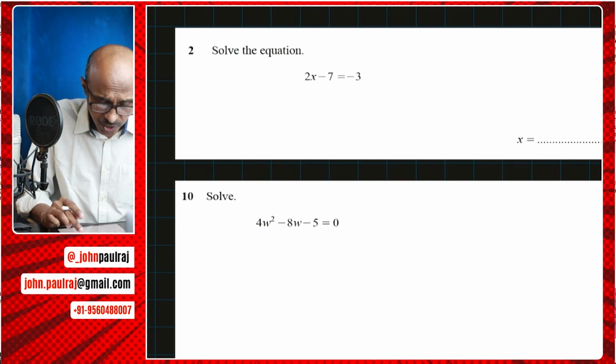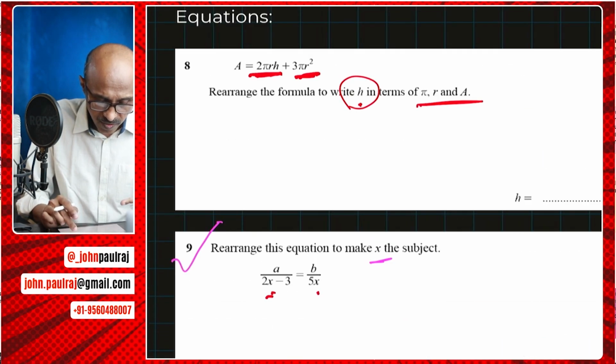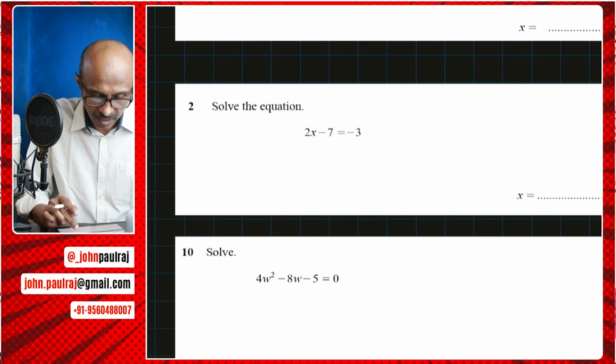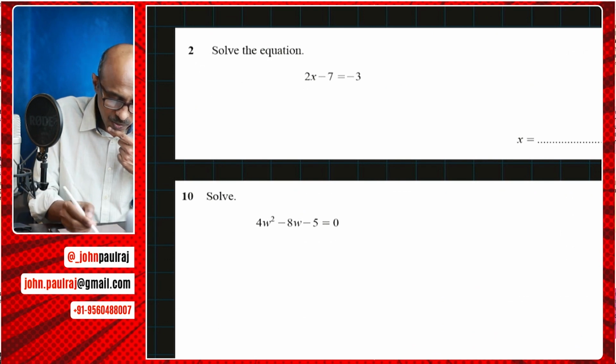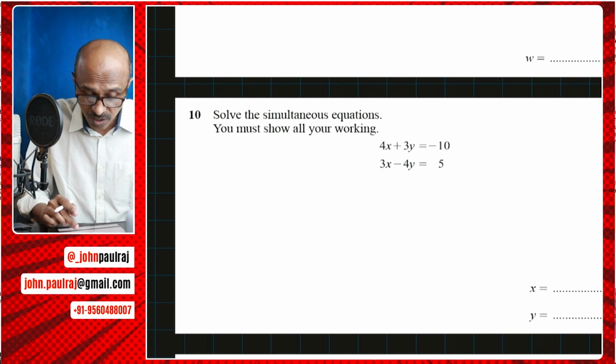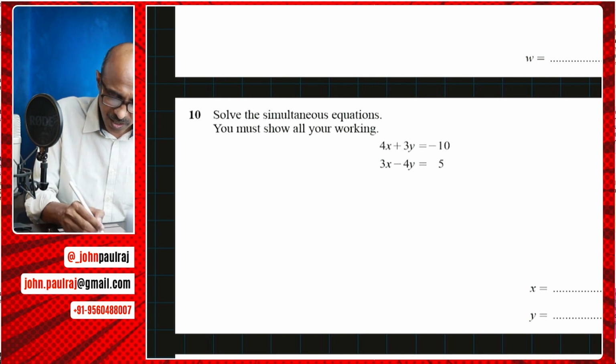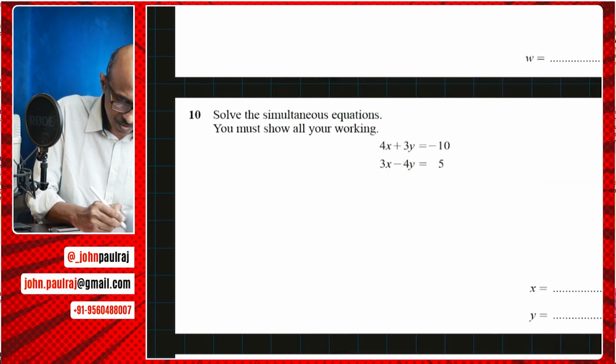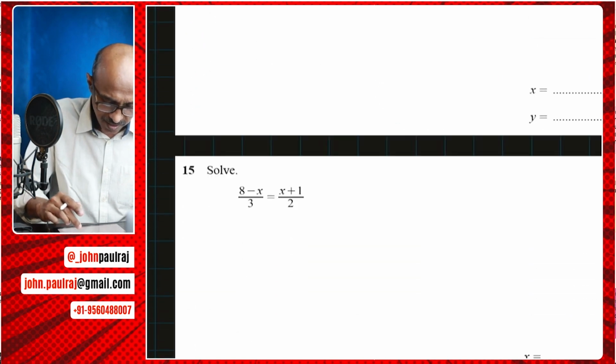All right, solving an equation. This was about rearranging to make the subject of the formula. The second one is solving an equation. You have linear equations. You've got a quadratic equation. You have examples of simultaneous equations. Okay, simultaneous equations. Let's place a bet on that too. All right, this is also going to come.